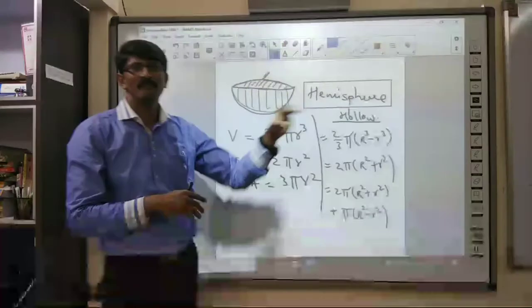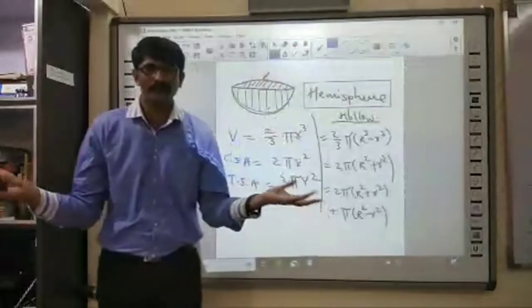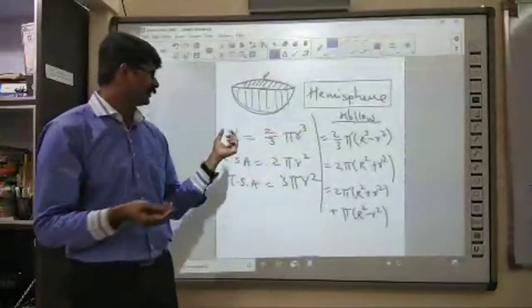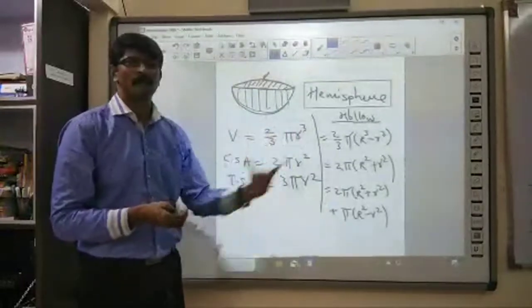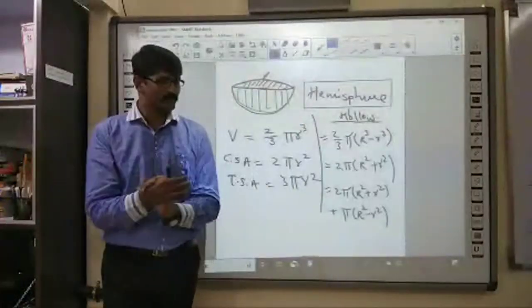sphere. Hemi means half the sphere. So the volume is 2 upon 3 pi r cube. Obviously, if the volume of the sphere is 4 upon 3 pi r cube, then the volume of the hemisphere would be 2 upon 3 pi r cube. It's so obvious, isn't it, student?